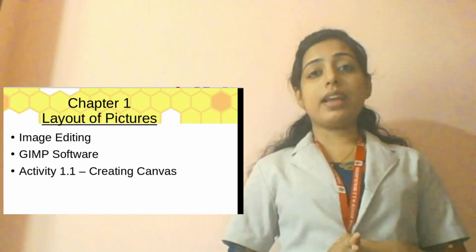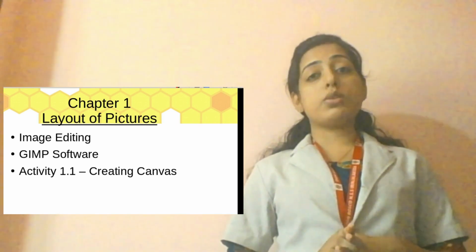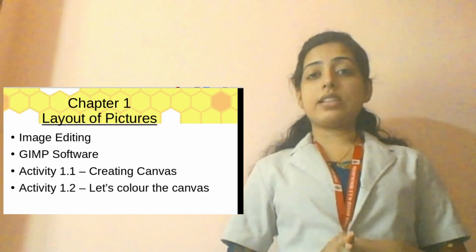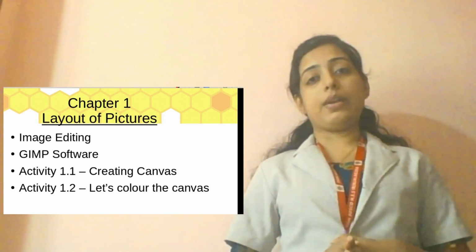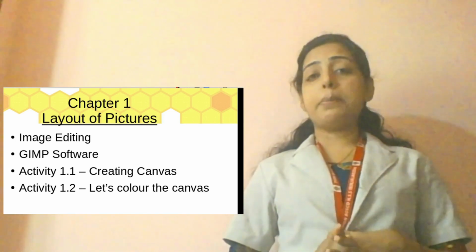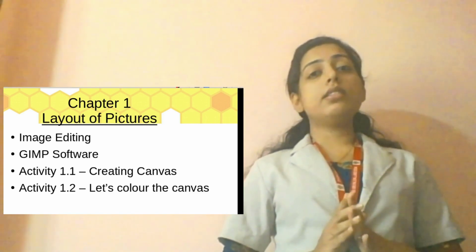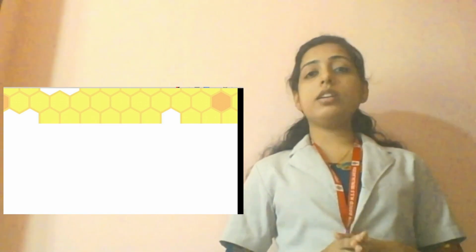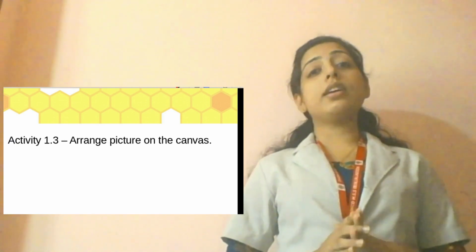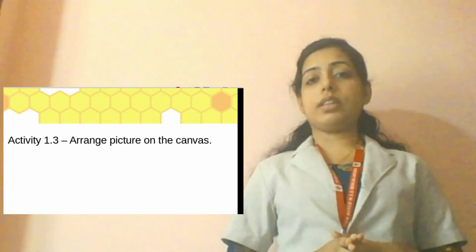After creating a canvas, then what should be the next activity? Next activity is coloring the canvas. By using which tool? Blend tool. So select the foreground and background color, and then by using blend tool, give the color to the canvas. After that, we can arrange picture on the canvas.